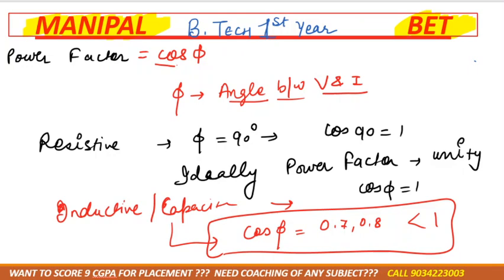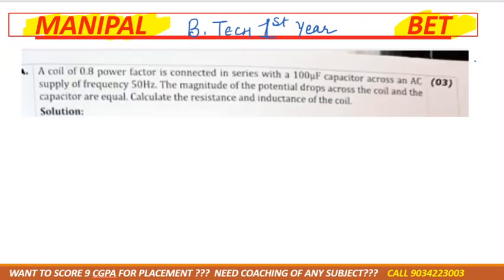Yeah, you can write it down. Now this question, they said a coil of 0.8 power factor. First of all, you should know what a coil is. In an AC circuit, coil means there is a combination of resistance and inductance. Coil means a combination of R and L.